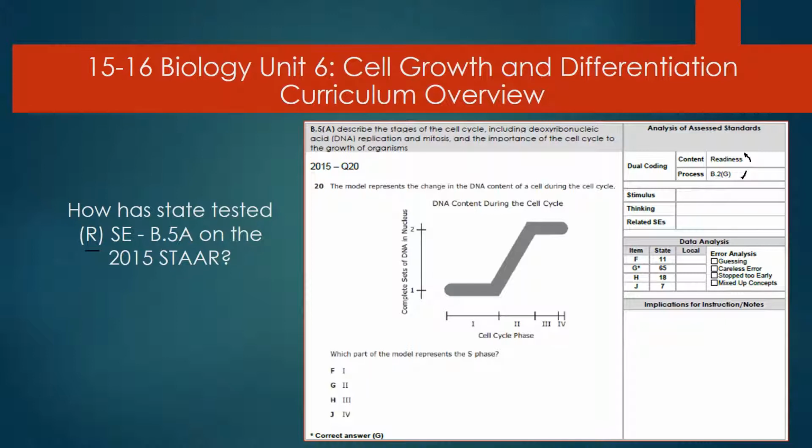We know that DNA is replicating. And so if DNA is replicating, that means there must be an increase in the DNA. So they must be able to interpret this model and say, okay, here I can see there is a growth or increase in this data table, so section 2 has to be S phase. Okay, and so as we can see, the correct answer was G, and G is 2.